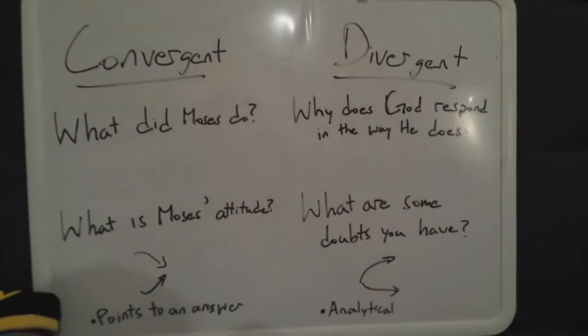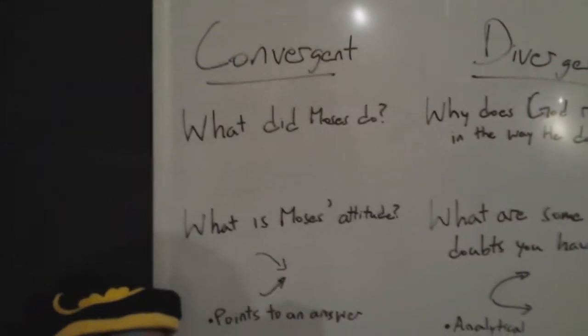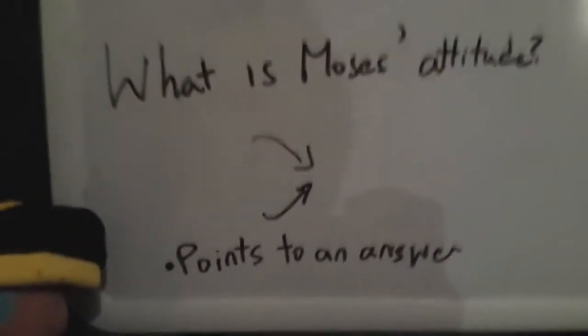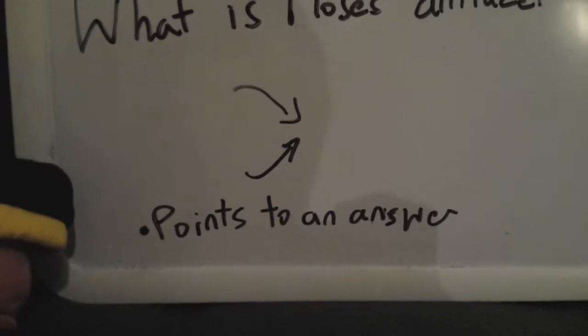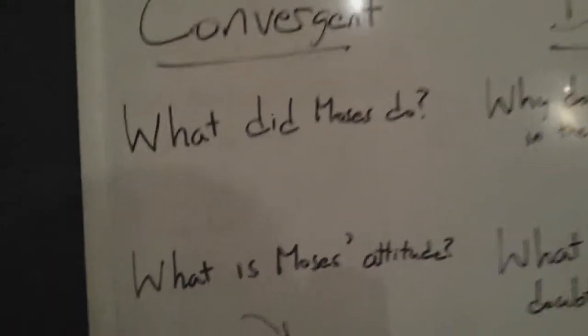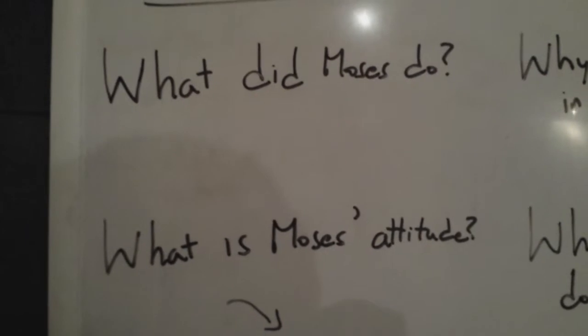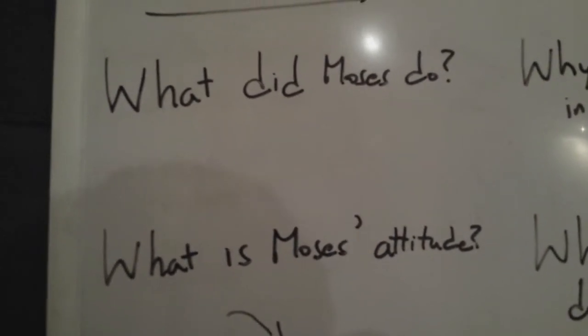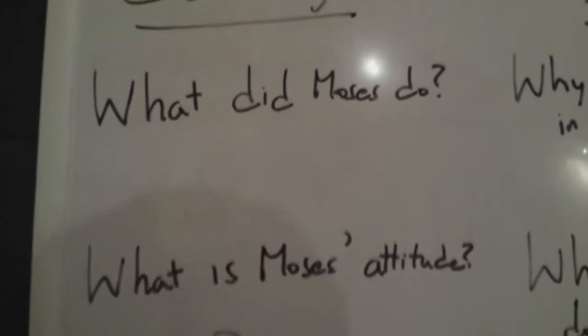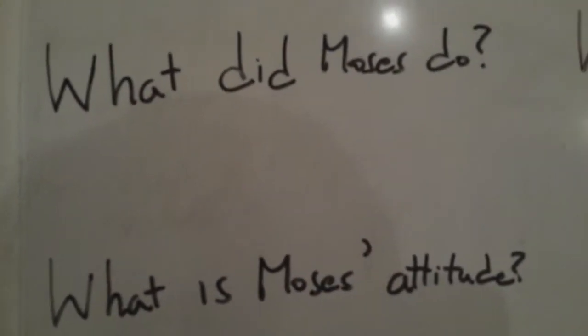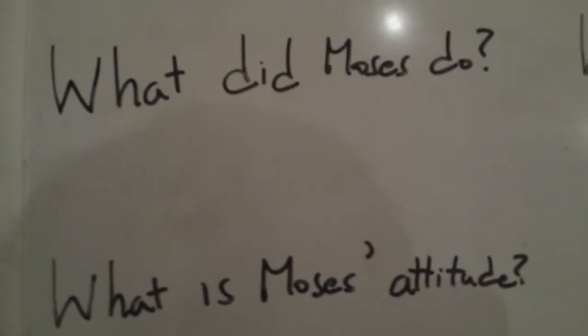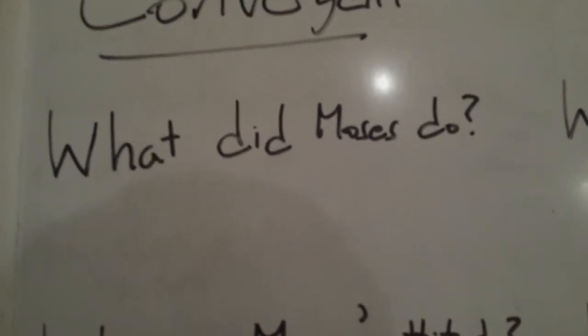So what are convergent and divergent questions? First, convergent questions are very straightforward. These questions point to an answer. They're very text-based. These are two examples that I got from Exodus 3, the passage that we looked at. What did Moses do? What is Moses' attitude? These are very text-based and have a single answer: Moses went to the burning bush, he talked to God. Very straightforward.